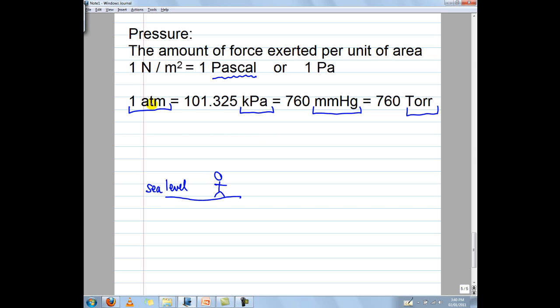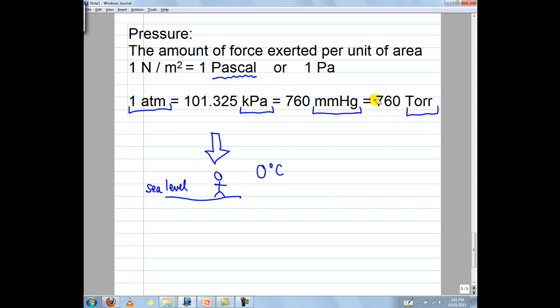So let's first take a look at the units of atmospheres. What is 1 atmosphere? Well, if you were standing at sea level and it was 0 degrees Celsius outside, the amount of pressure exerted by the atmosphere on you at that point would be 1 atmosphere of pressure. And 1 atmosphere of pressure is equivalent to 101.325 kilopascals of pressure.